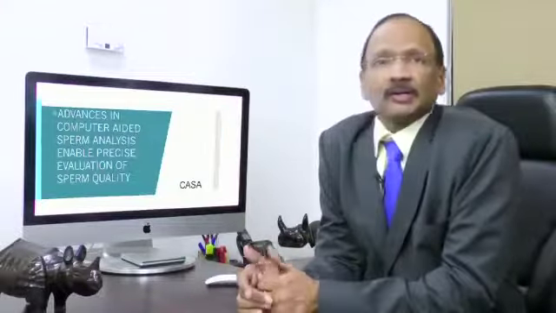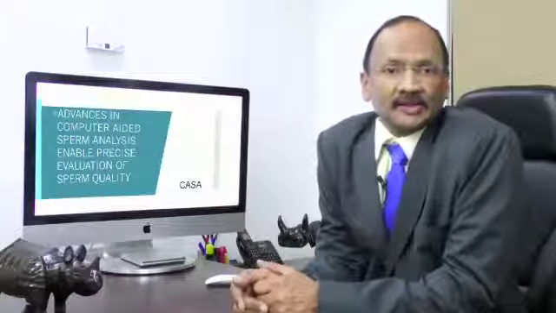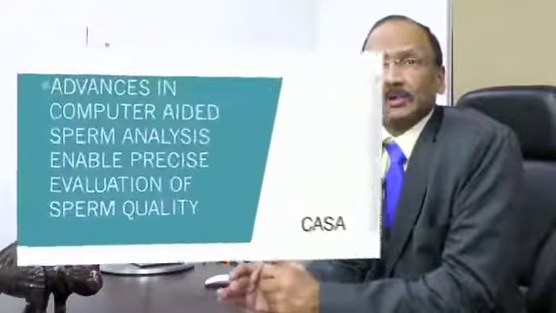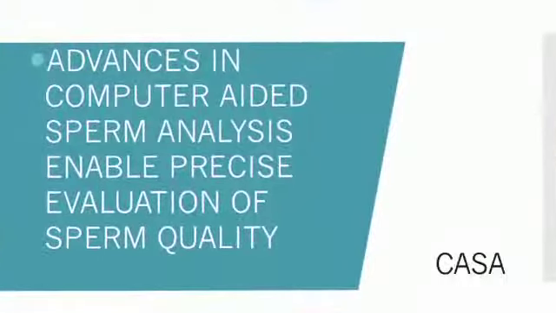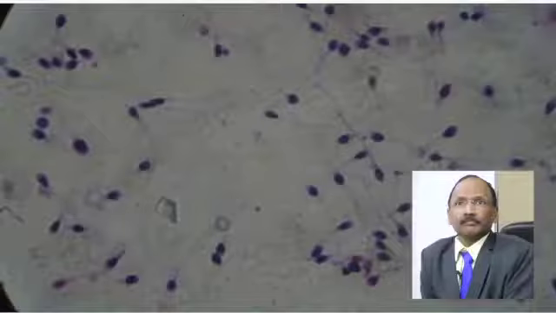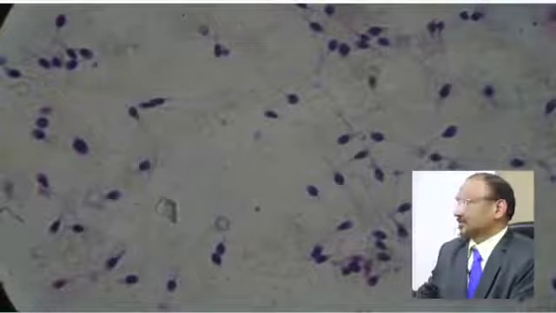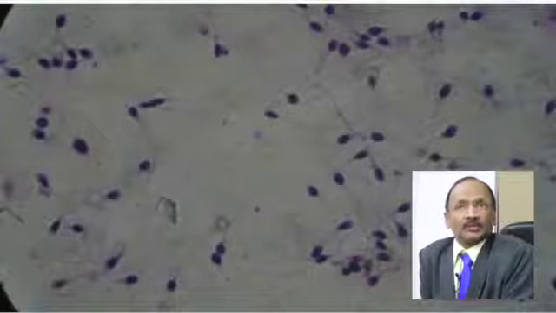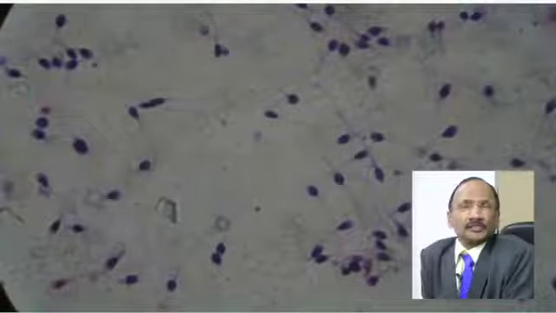The advances in computer-aided seminal analysis have helped us understand that computer-aided analysis gives much more precise, reproducible information. That reproducibility is a very important component in the analysis of the male. When you look at this image of the sperm, most of the time it is not documented, it is not properly measured, and also it is not properly reported.